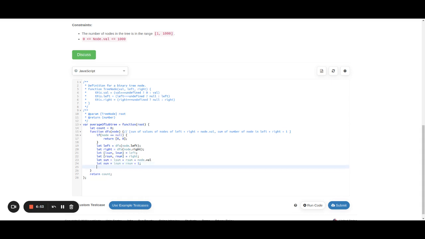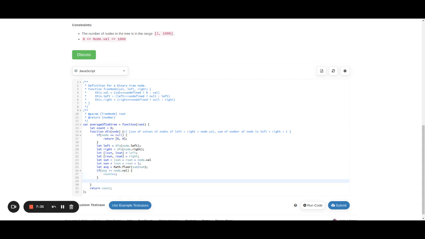Now let's calculate the average. Average is going to be math, sum divided by number. Since it can be a floating value, we can convert it into an integer by doing Math.floor. Now we can check if average is equal to node.value, not count. If this node satisfies the condition, we are going to increment the count.